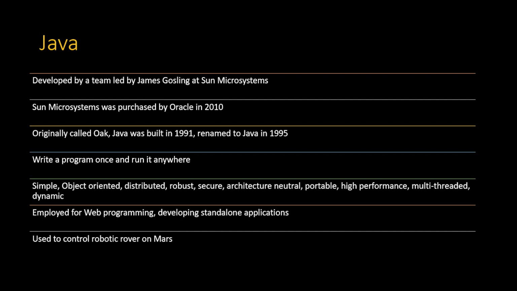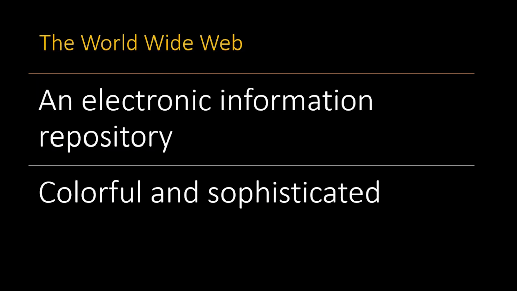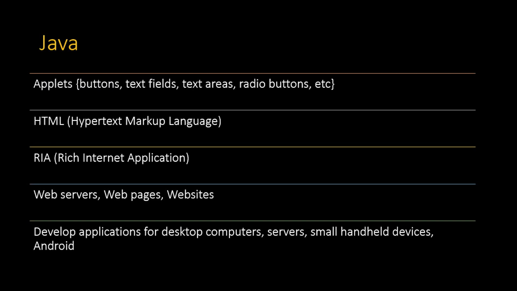The World Wide Web is an electronic information repository that can be accessed on the internet from anywhere in the world. The internet, the web's infrastructure, has been around for more than 40 years. The colorful World Wide Web and sophisticated web browsers are the major reason for the internet's popularity. Java initially became attractive because Java programs can be run from a web browser. Such programs are called applets.